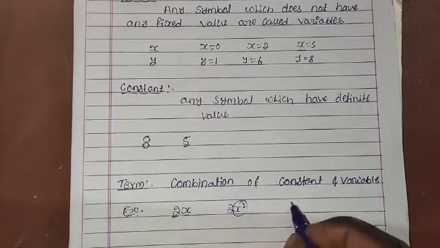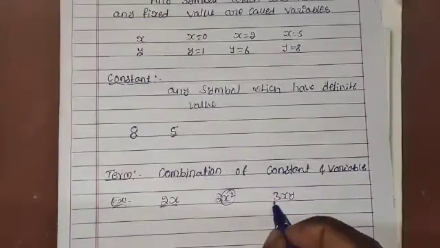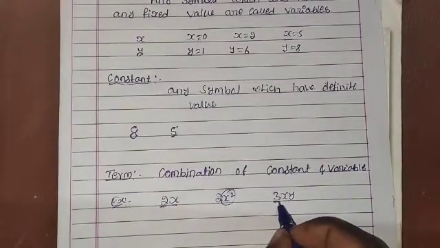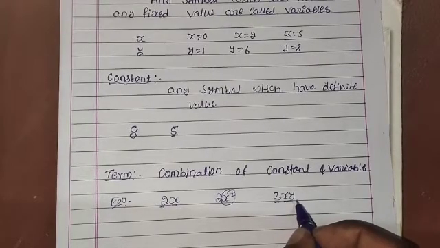Now 3xy is one term. Here 3 is a constant and xy is the variable. 3xy is an example of a term.